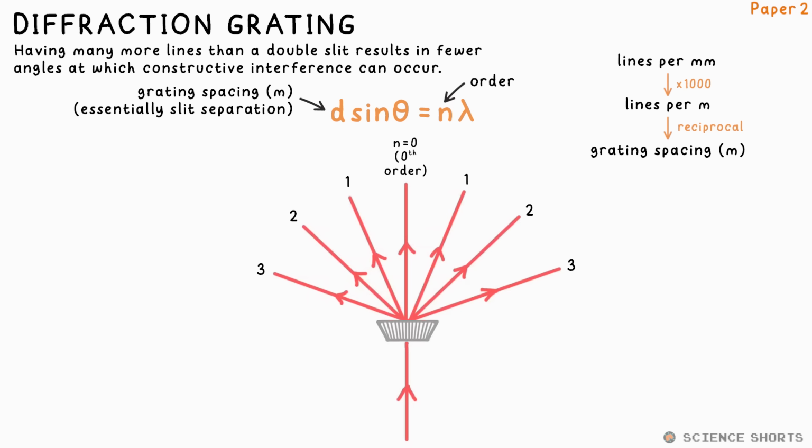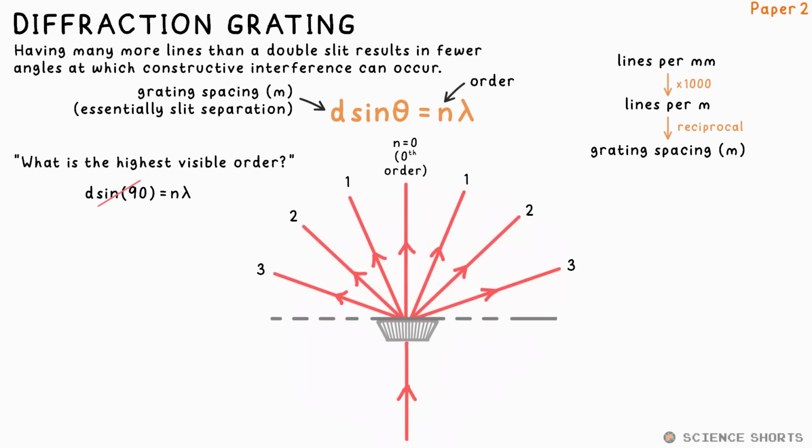Often you'll be given the grating or line spacing in lines per millimeter, which you need to turn into meters. Essentially meters per line is the reciprocal before it can go into the equation. You can also be asked to find out the maximum visible order. In this case, we want to find out what order is made at 90 degrees.